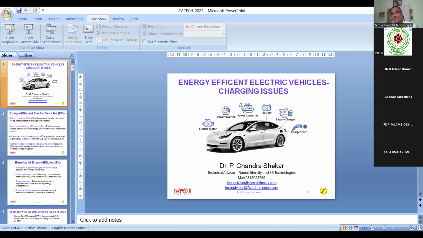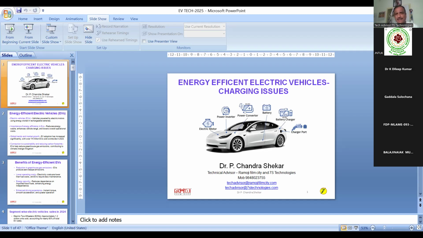When I talk of what you call energy efficient, electrical vehicles are powered by the electrical motor using the energy stored in the rechargeable batteries. That's why they are called electrical vehicles. Importance of energy efficiency in EVs: reduce energy waste, enhance the vehicle range, and lower overall operation cost. That's very important. That's why we are going for electrical vehicles.